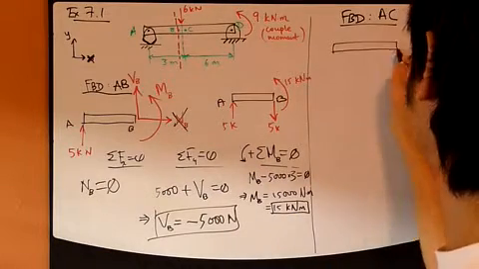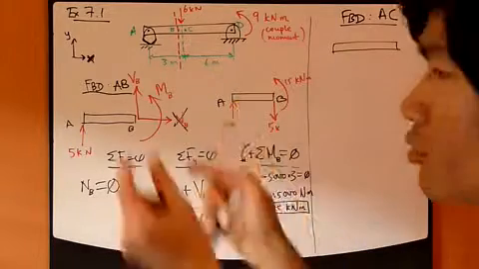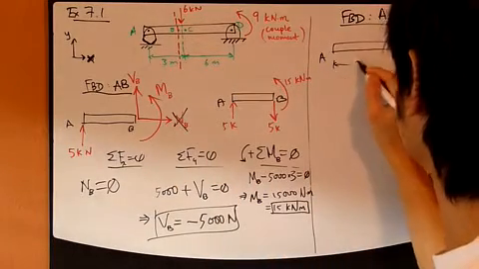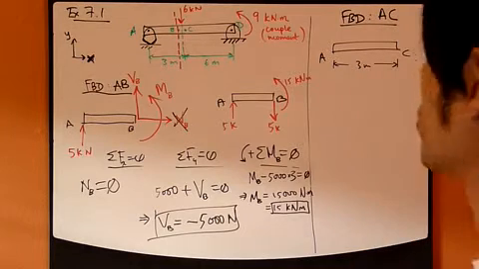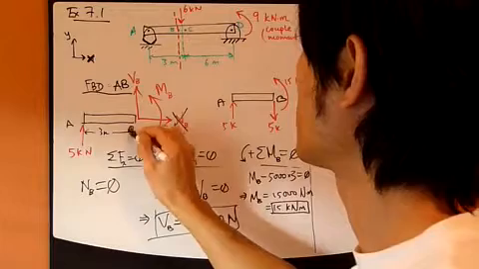Now, since AB and AC are almost the same length, B and C being really close to each other, the length AC, I'm going to take it as 3 meters as well, just like AB. So it's 3 meters.